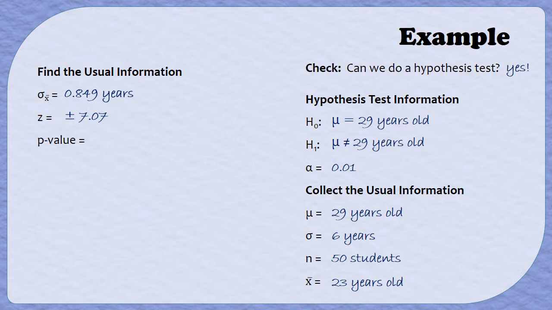You'll only do this for a two-tailed test. If I was conducting a left tail or right tail, if I had mu was less than 29 or mu was more than 29, then I would just put that negative 7.07. I would just put whatever I got. But for a two-tailed test, we need both the positive and the negative.